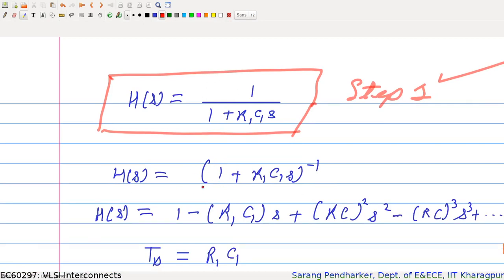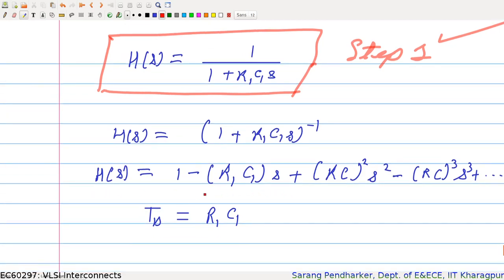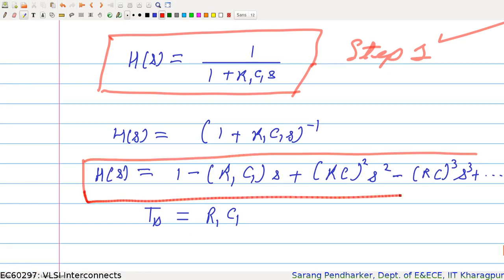So H of s is equal to (1 plus R1 C1 s) to the power minus 1. If you do the binomial expansion, you will get something like this. If you are not familiar with how you got from this step to this step, I suggest you check the binomial expansion for a general power. Right, so you will get something like this. You can check the basics. Now, if you have an expansion like this, what we have done is step 2.